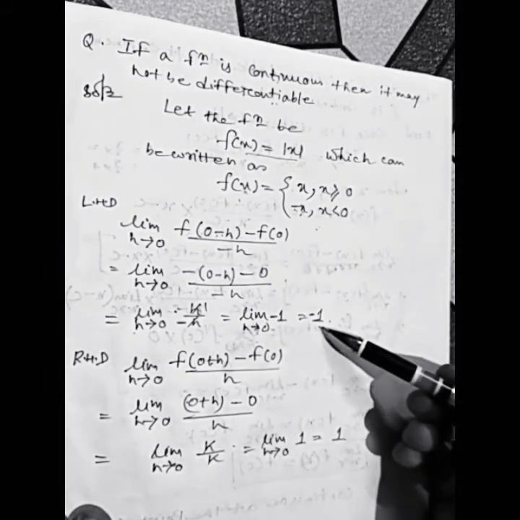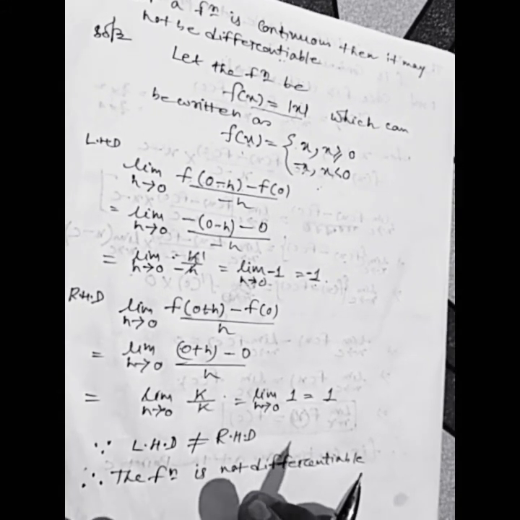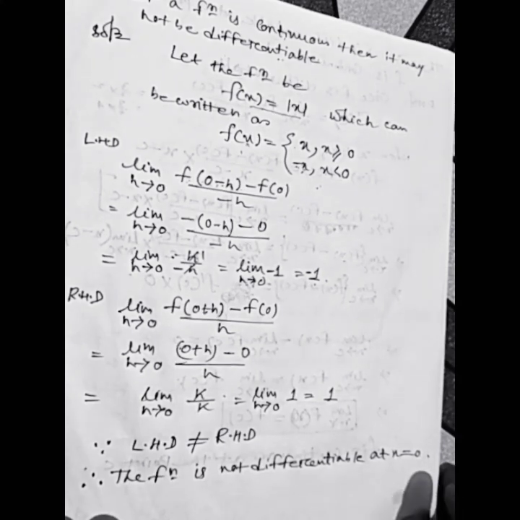Now see, the left hand derivative we have got is minus 1 and the right hand derivative is 1. Therefore, since the left hand derivative is not equal to the right hand derivative, the function is not differentiable at x equal 0. Okay, with this we conclude for today.